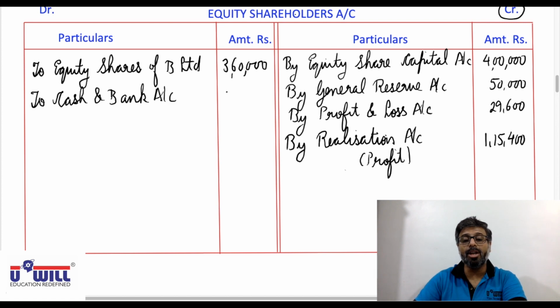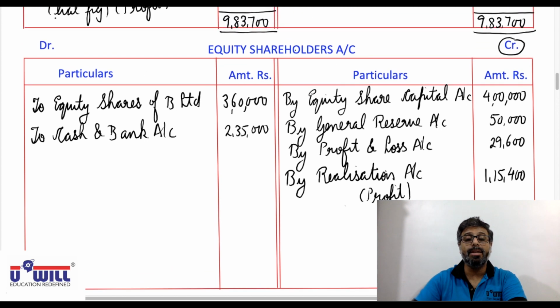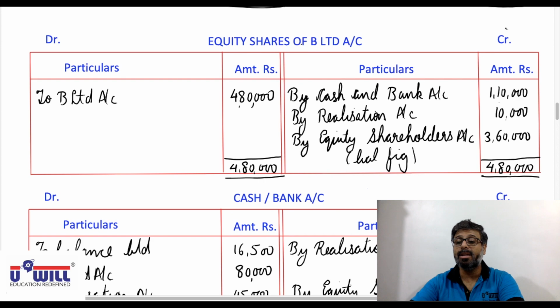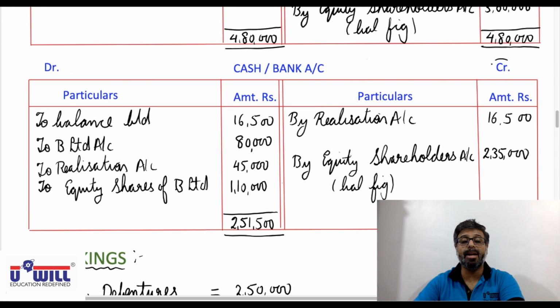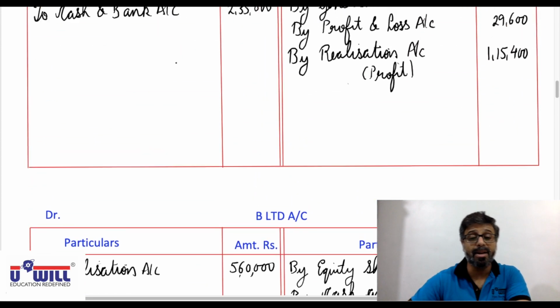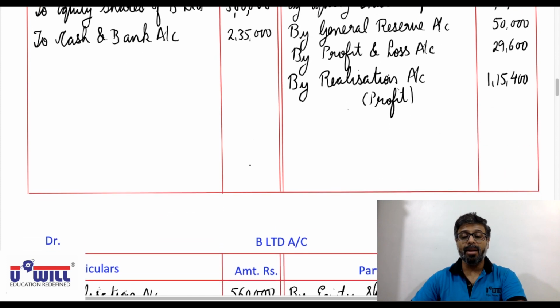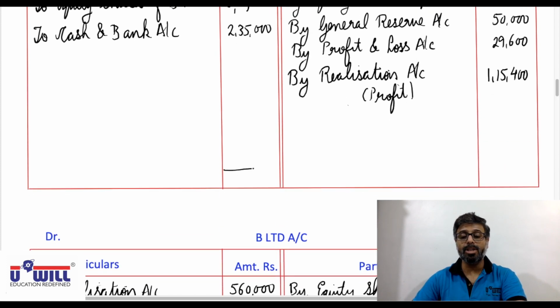Now again, if at all journal entry was asked, then equity shareholders account debit. So equity shareholders account on debit side means equity shareholders account debit. Equity shares and cash and bank account, we have done the entry on credit side. So to equity shares of B Limited account and to cash and bank account. The journal entry would have been equity shareholders account debit, to equity shares of B Limited 3,60,000, to cash and bank 2,35,000.